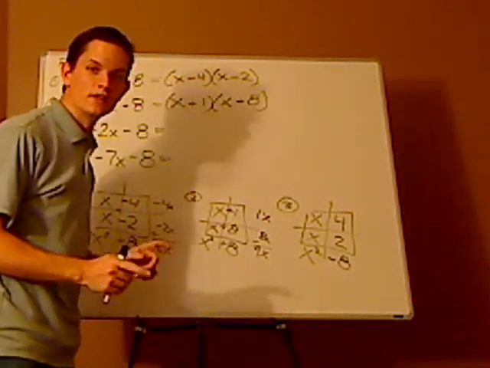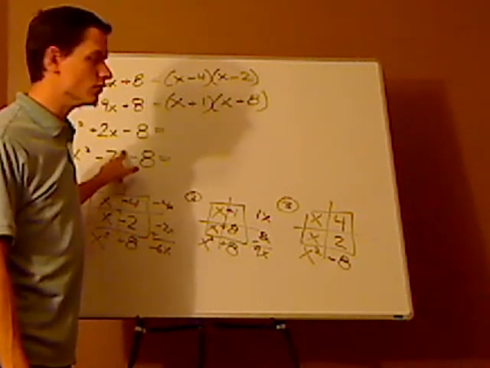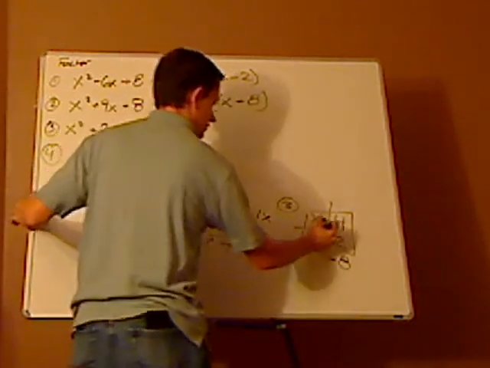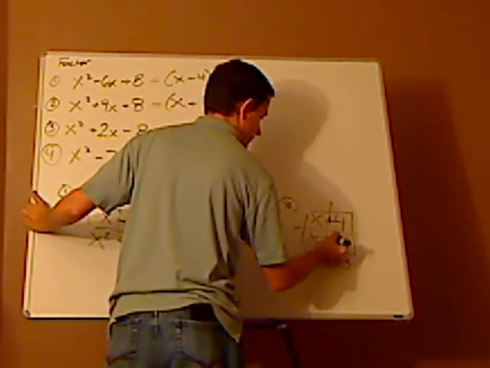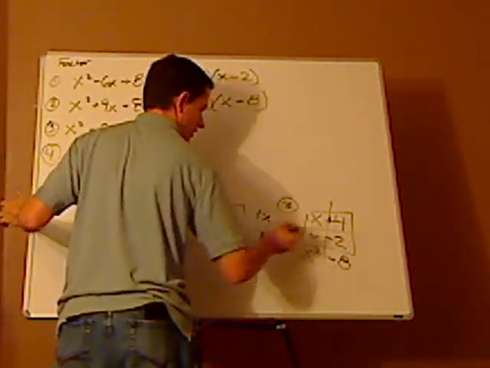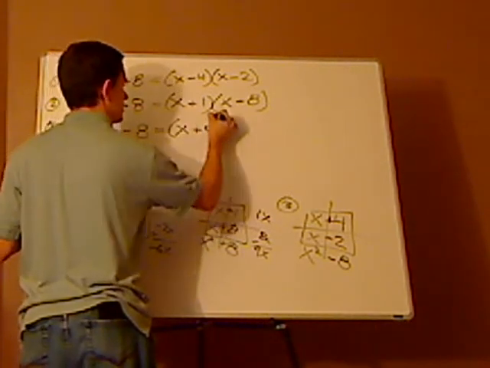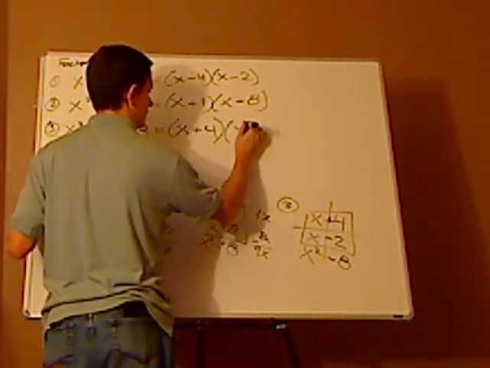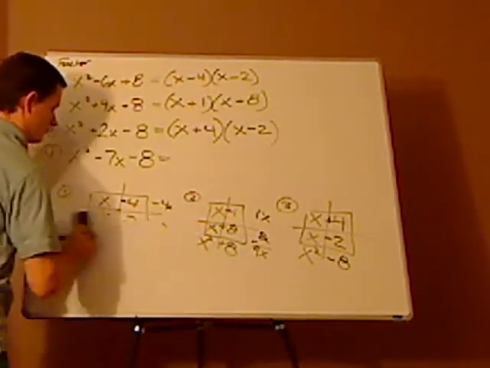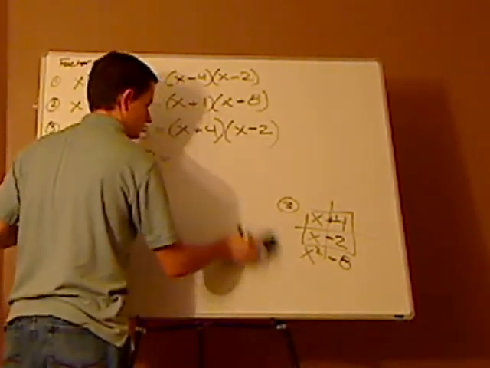Now, one has to be plus and one has to be minus. I have a plus 2x here. So the larger number, the 4, has to be positive. So that's a positive and then a minus. So again, as is, you can check the diagonals if you want. So that's x plus 4, x minus 2. Break this real quick. I'm going to erase this one as well.